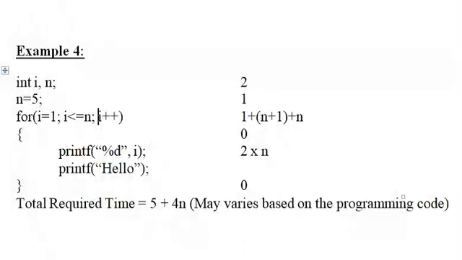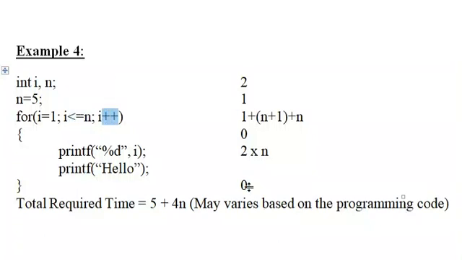So for this particular code, what will happen? The loop will continue for 5 times, as the value of n is 5. So 5 times it will run, and when i becomes 6, that time also it will check the condition. It will not be satisfied, and it will come outside. So this condition will run for 5 times plus 1 time for not satisfying the condition. So n plus 1 times will be required for this particular part.